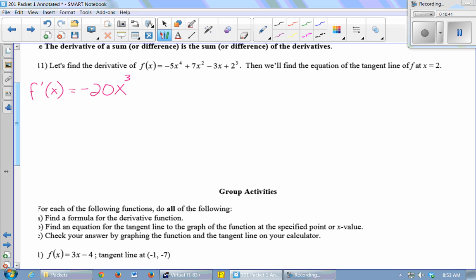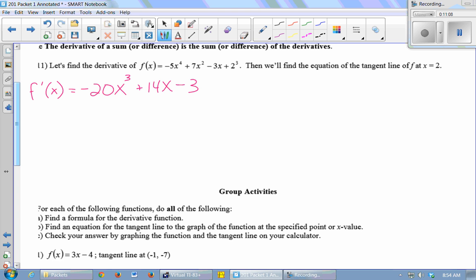So what would the derivative of 7x squared be? 14x. What's the derivative of negative 3x? Negative 3. What is the derivative of 2 cubed? 0. No, I didn't catch anybody. 2 cubed is just 8, right? The derivative of any constant is 0. So that is plus 0. I won't even write it down.